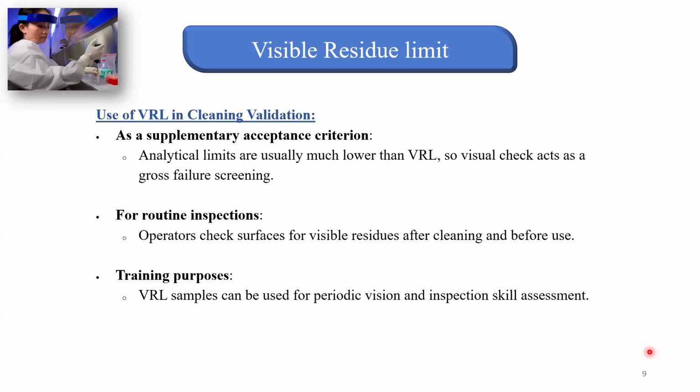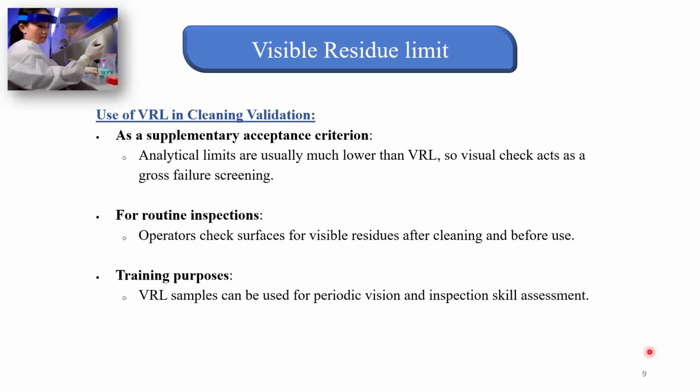Now let us see how the visible residue limit is actually used in cleaning validation. First, VRL is used as a supplementary acceptance criterion. In most cases, analytical acceptance limits are much lower than the VRL. This means analytical methods can detect residues that are far below what the human eye can see. However, visual inspection acts as a first line screening tool to quickly identify obvious cleaning failures.